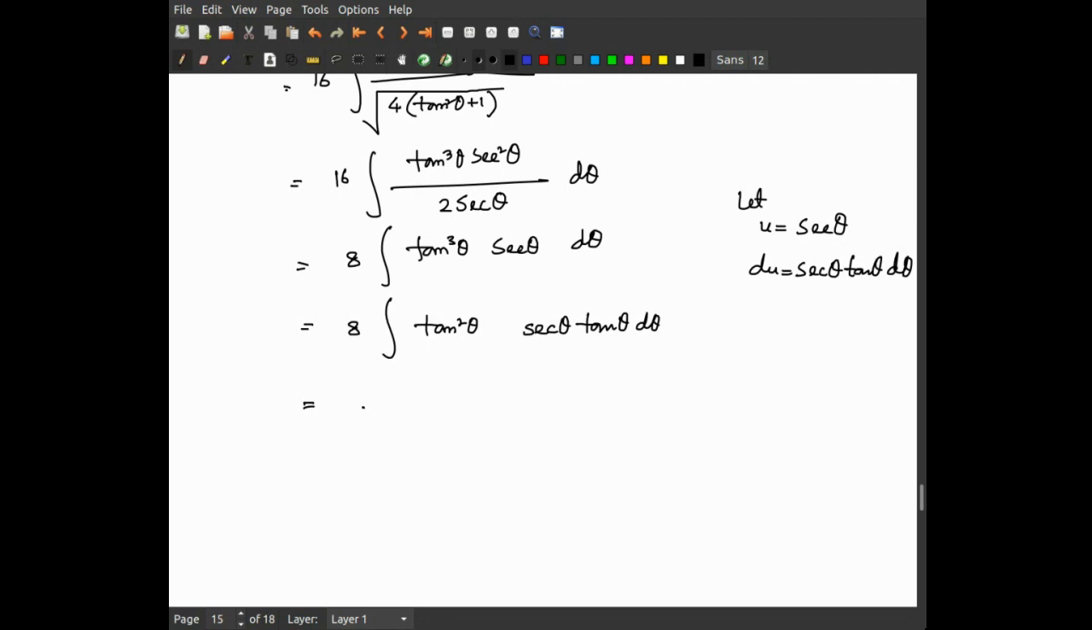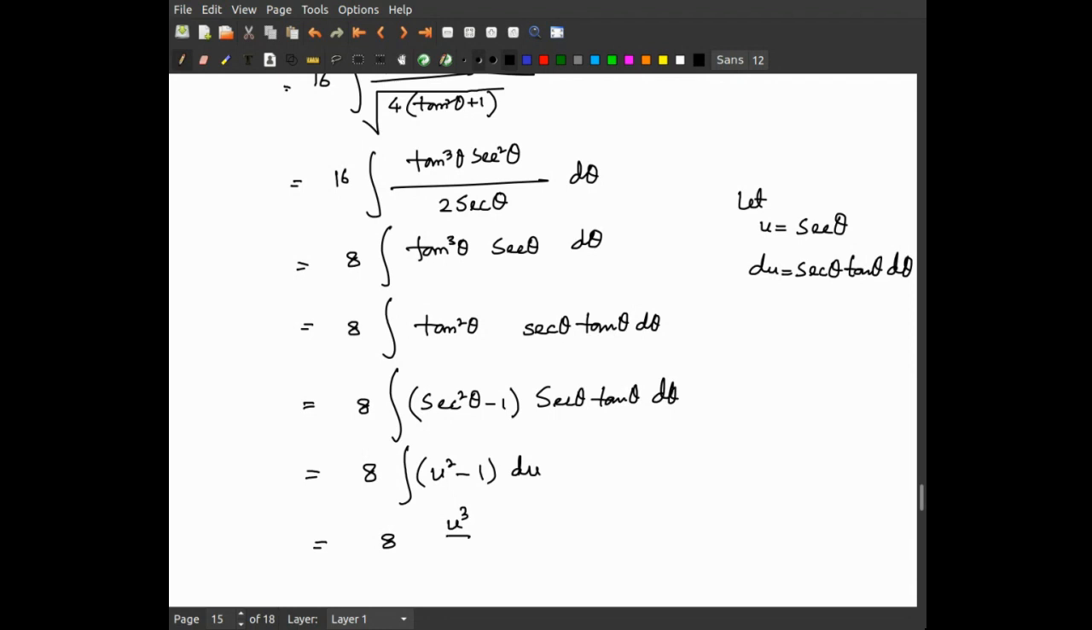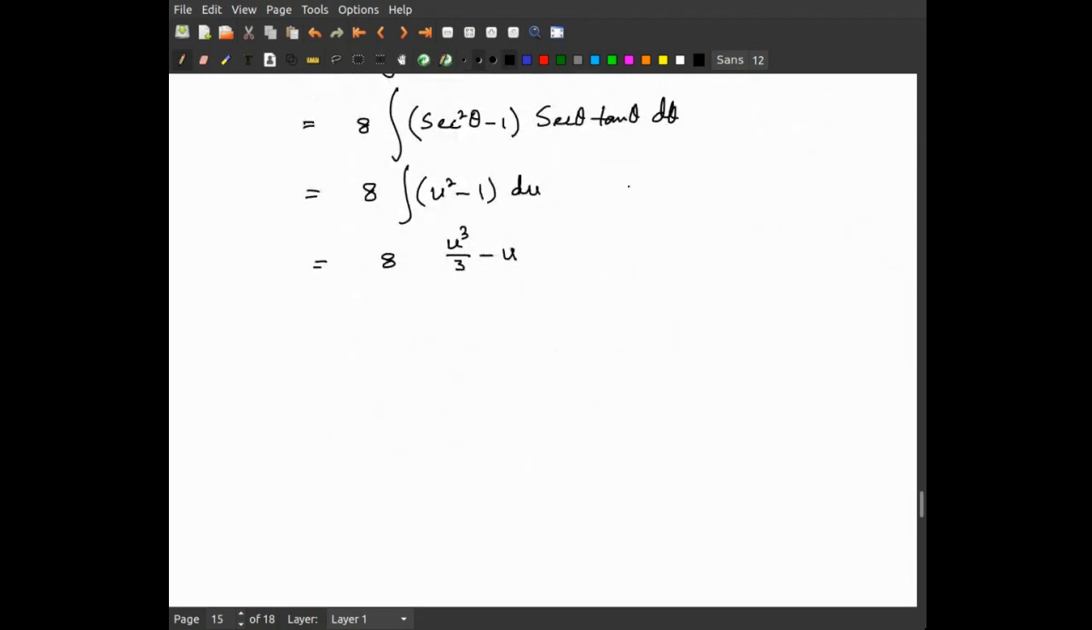Now, what do you have? We have 8, but tan square theta we have to replace by secant square theta minus 1, and the rest is secant theta tan theta d theta. Now let's plug in the value. So that would be u square minus 1 du. From that you have 8, and this would be u cube over 3 minus u.